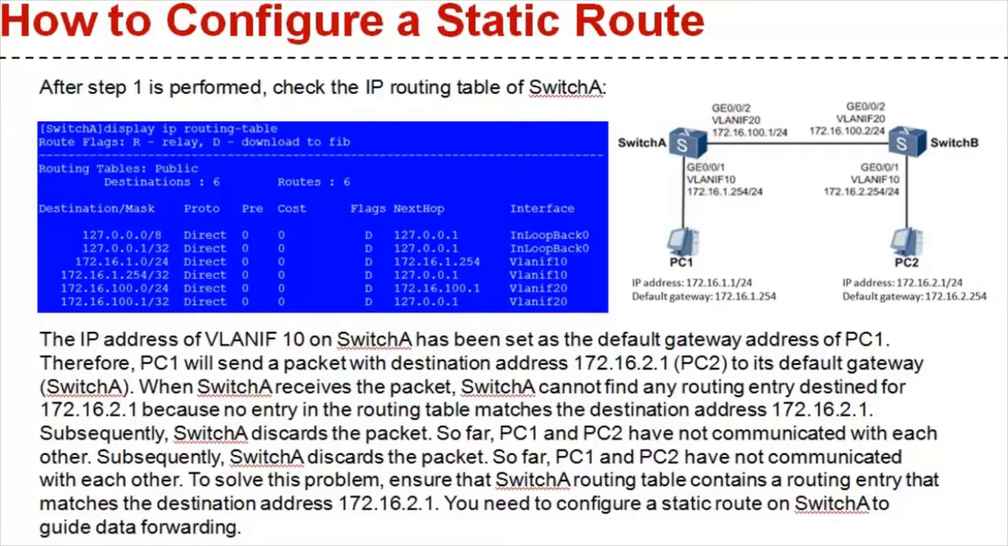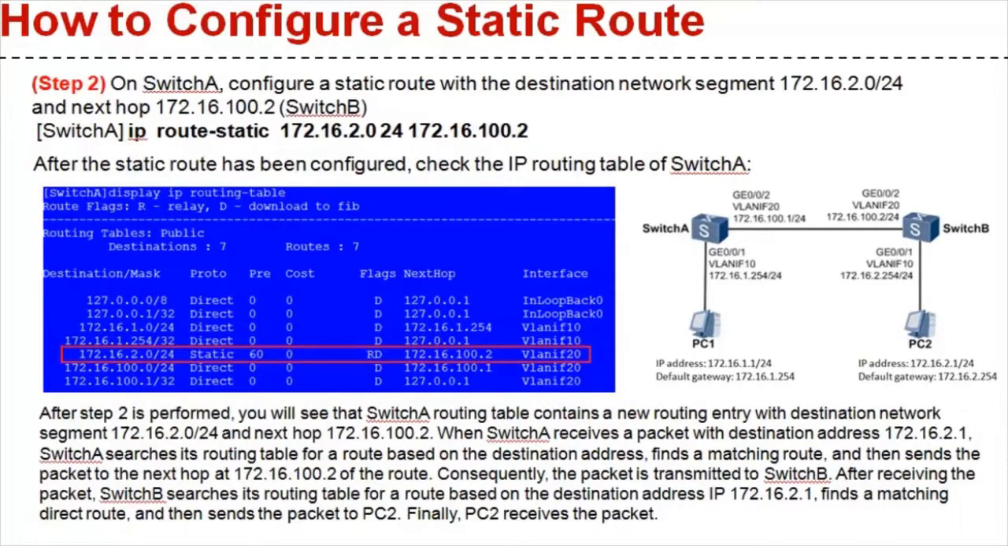To solve this problem, you need to ensure that switch A can correctly forward this packet. In other words, ensure that the switch A routing table contains a routing entry that matches the destination address 172.16.2.1. You need to configure a static route on switch A to guide data forwarding. The static route is easy to configure as it requires just one command: ip route-static.